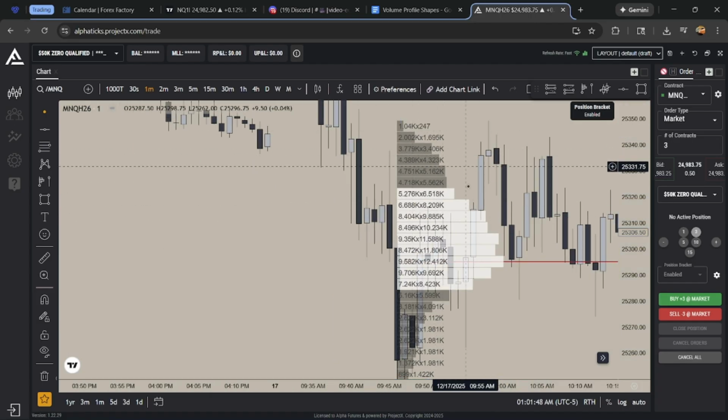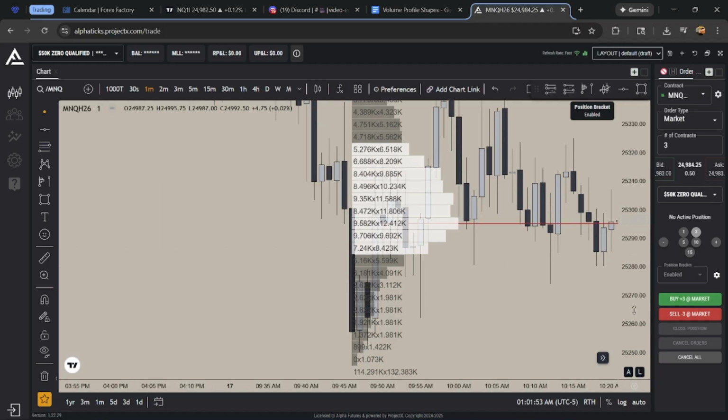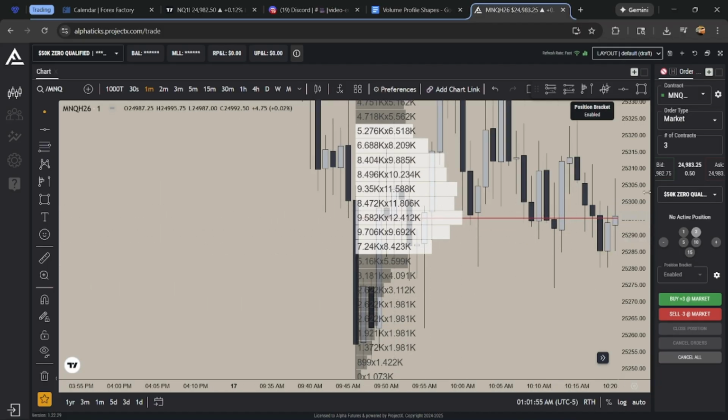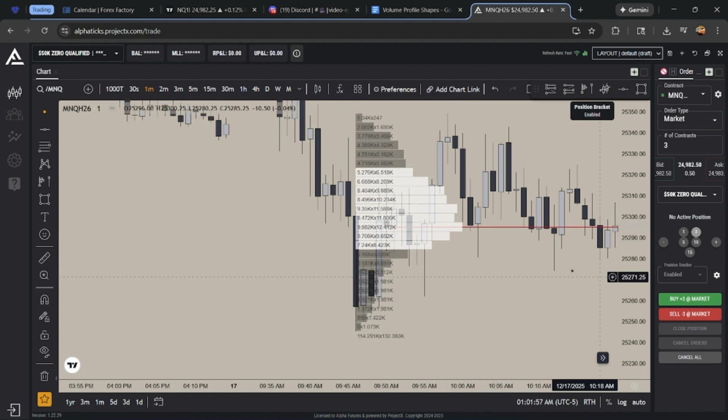Okay, so now that you guys kind of understand what it is, this is fair value, this is not fair value, this is where price was agreed on between buyers and sellers. So what is this point of control? Point of control is the highest volume node, or the highest area that price was auctioned at, meaning where this point of control line is here, that was where the most amount of buyers and sellers were both active trying to find a price to agree on.